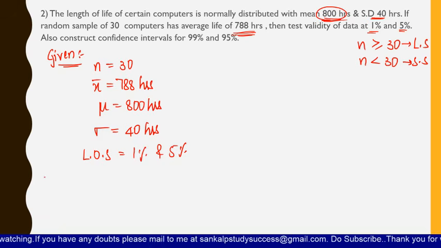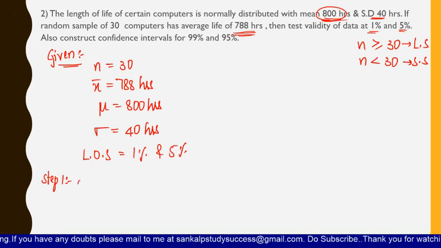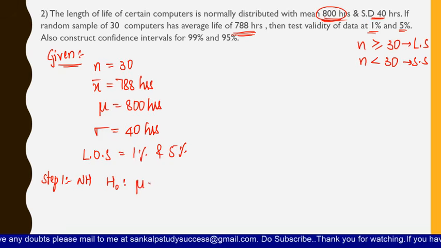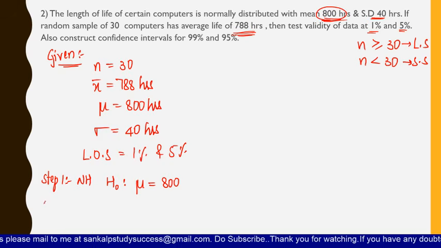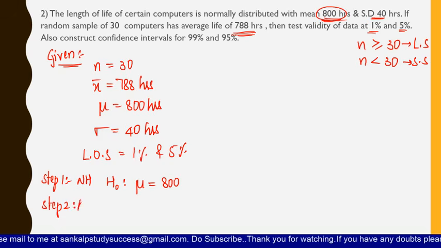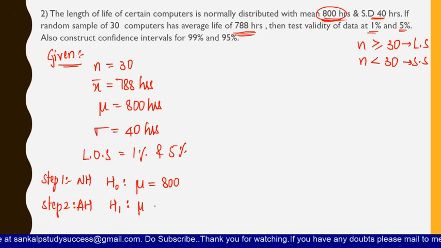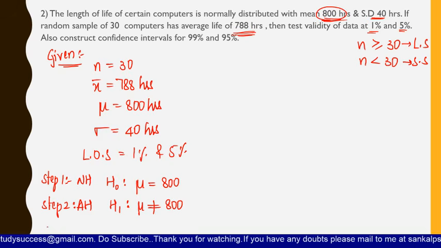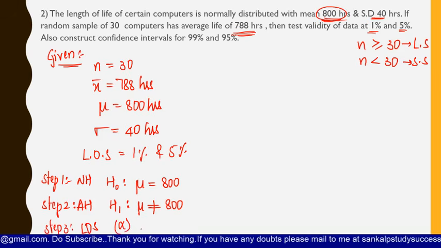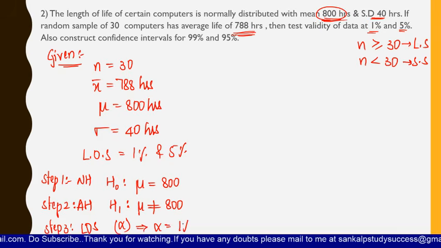So now the first step is the null hypothesis. Let us write it as NH, which is null hypothesis, where H naught is nothing but mu is equal to mu naught. Mu naught is nothing but 800, which is already given. So it is the null hypothesis. Now coming to step 2, the alternate hypothesis, which is exactly opposite to the null hypothesis, that is mu is not equal to 800, where mu is not equal to mu naught, right? Now coming to step 3, which is the level of significance, that is the alpha value. Here alpha is equal to 1% and alpha is equal to 5%.